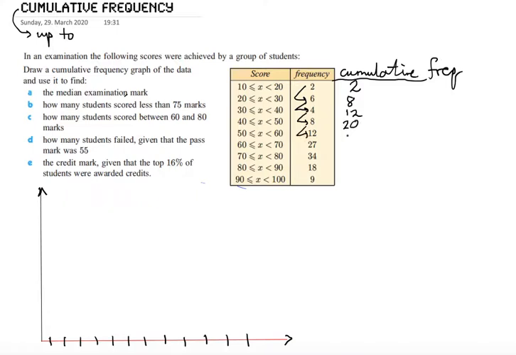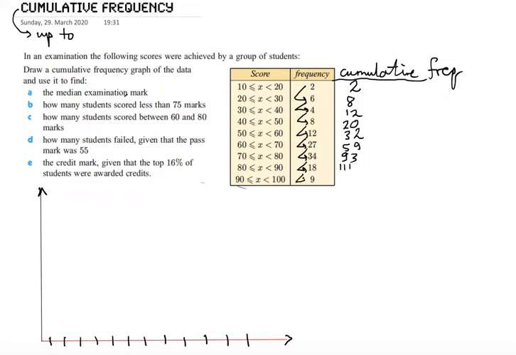And then from 50 to 60, we're going to have 12. So that's going to be 32. And then 32 plus the 27, 59, right? And then adding on from 70 to 80, we're going to add 34 to that. And that's going to give us 93. So just to pause for a second. What that means is 93 of the students scored up to 80 points, not including the 80, so 79 and below.